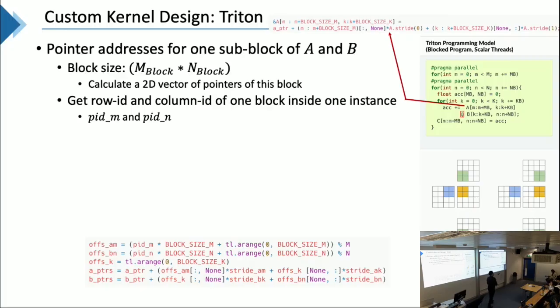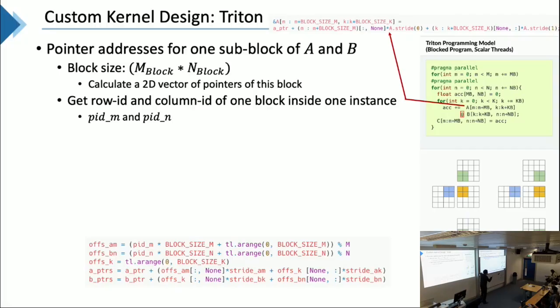Previously, PID is a 1D vector, right? So we have this 1D vector of PID, which is 0, 1, 2, 3. So this is the traditional way. But actually, you can also get a 2D PID. So for example, here is your PIDN, and here is your PIDM. This is a 2D vector, 2D matrices. So basically you have, for example, 0.0, 0.1, 0.2. So you have the 3 times 3 instance array.